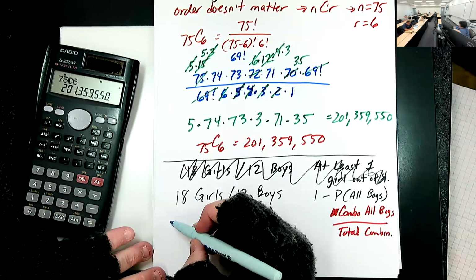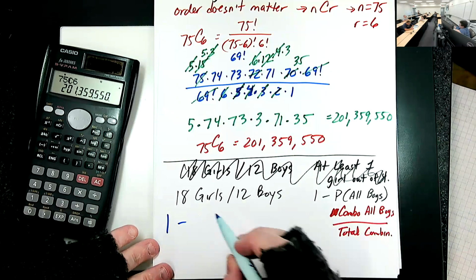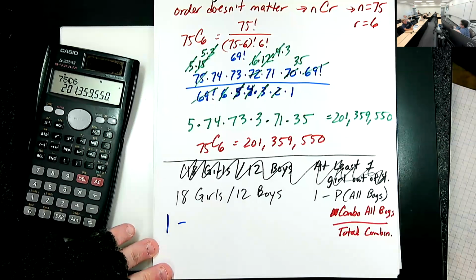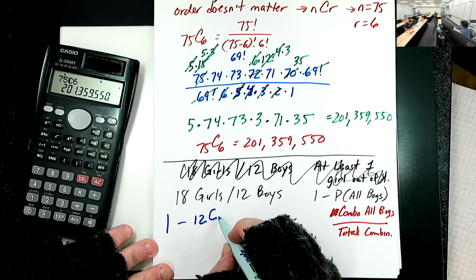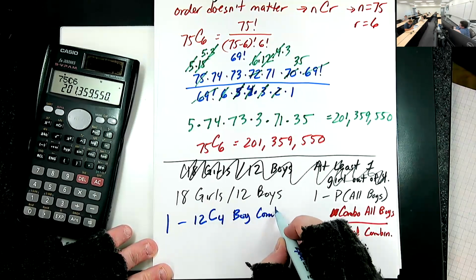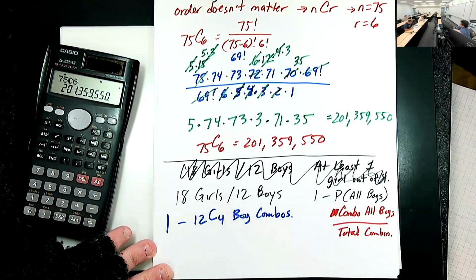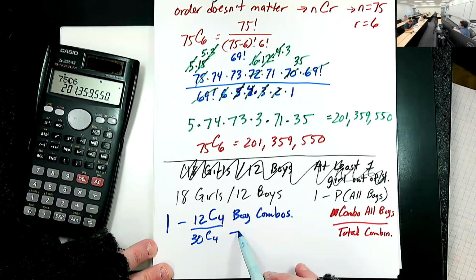So it's 1 minus choosing all boys. There's 12 boys, how many different ways can I pick 4 boys out of the 12? There is 12 choose 4 boys combinations. Out of 30 choose 4 total combinations.